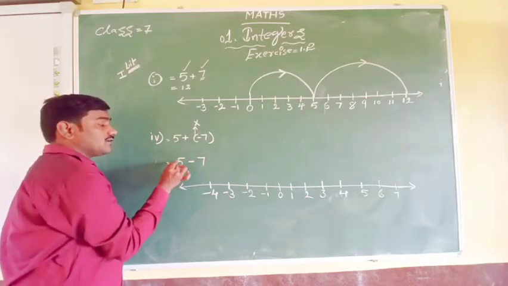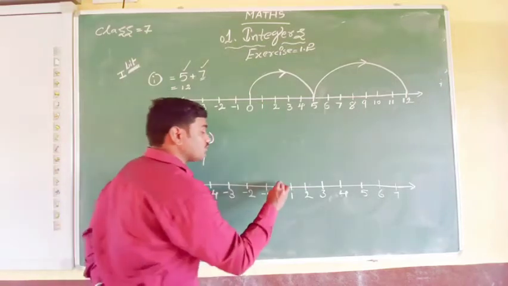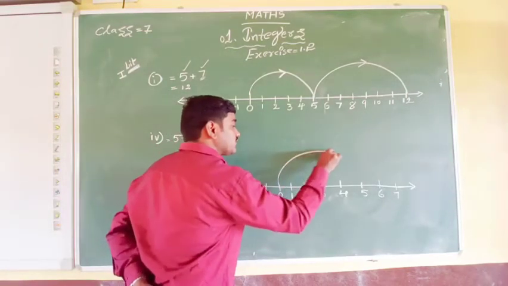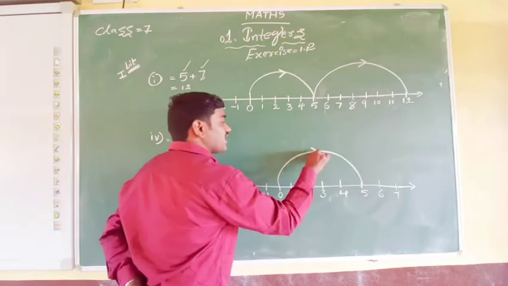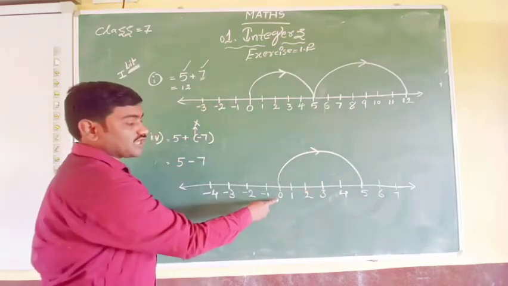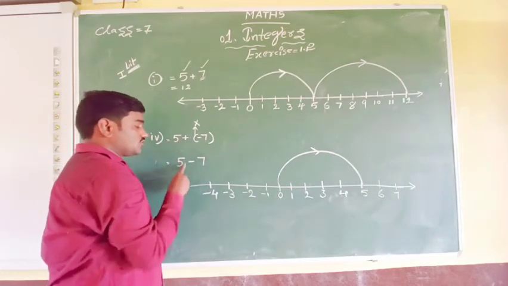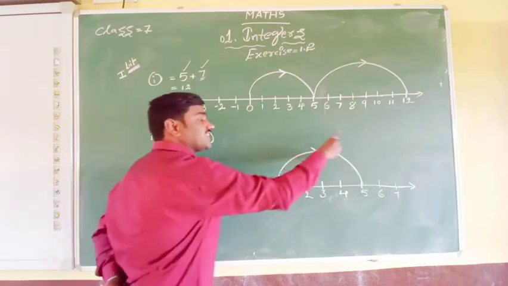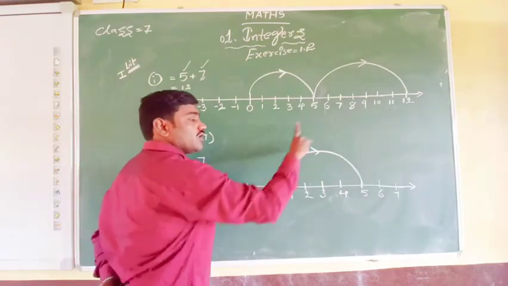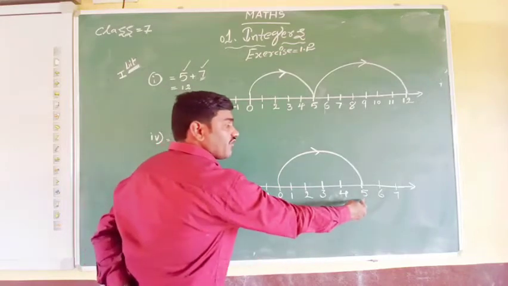What is first? Plus 5. So always we have to start from 0. From 0 we have to move 5 steps to the right side on the number line. The first one is plus 5, so now we have to move to the right side on the number line. Starting from 0, move 5 steps right on the number line so that we reach 5.